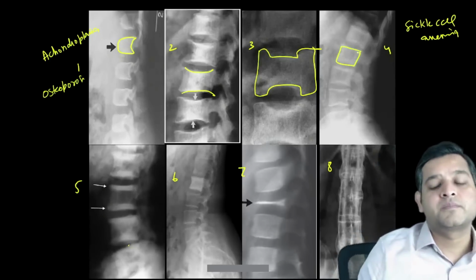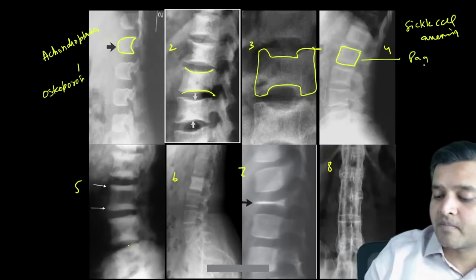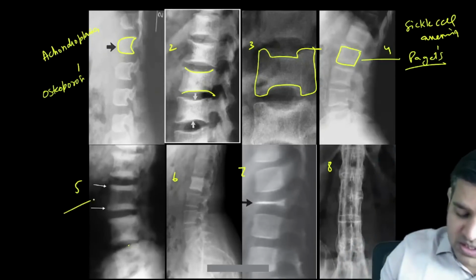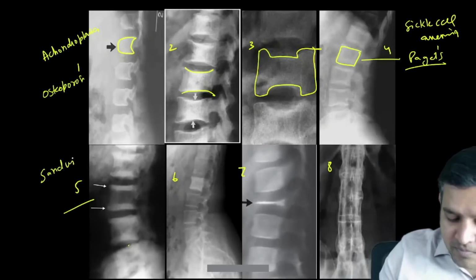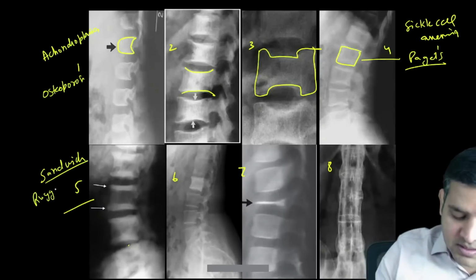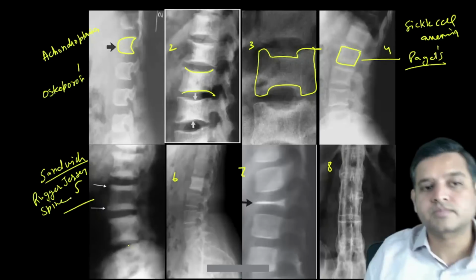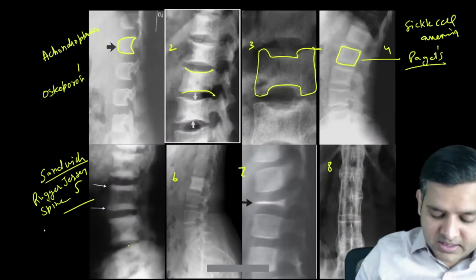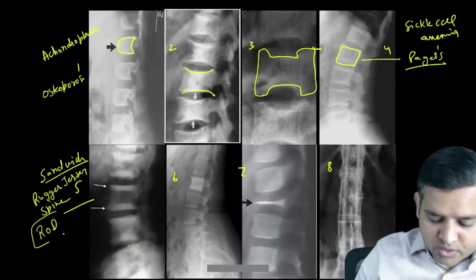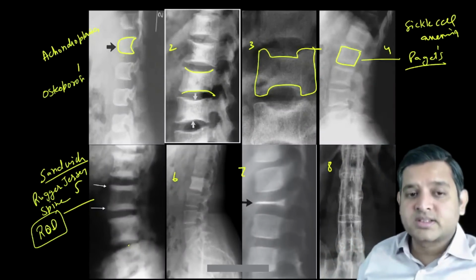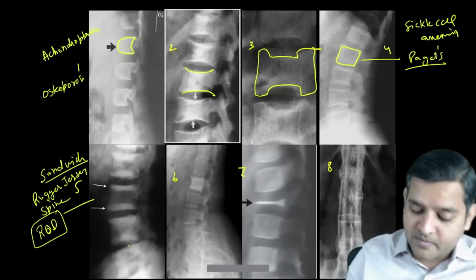Picture frame vertebra, Paget's. Sandwich appearance, also called rugger jersey spine, seen in renal osteodystrophy.